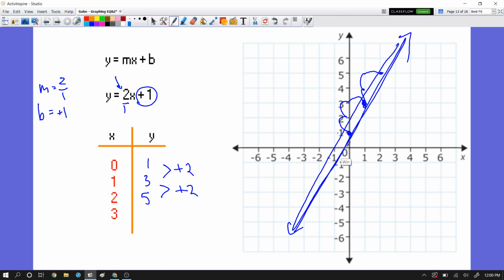So 2, 5. We went to the right 2 because it's positive 2, and we went up 5 because it's positive 5. 3 times 2 is 6, or 2 times 3 is 6, plus 1 is 7. Look at that. We still did a plus 2. So we went right 3, up 7. All checks out.